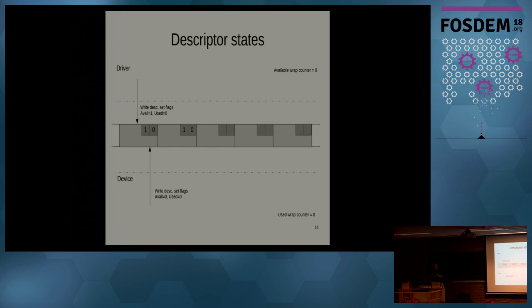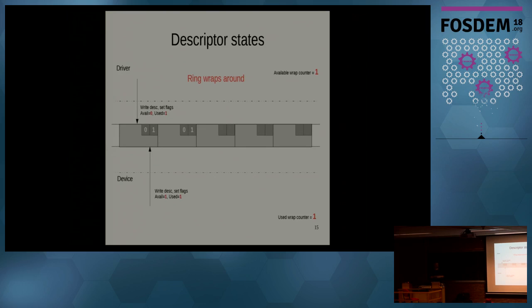Device and driver are also expected to maintain internally, not in shared memory, a single-bit counter, starting at 1 and changing value each time the last descriptor in the ring is accessed. It has to be flipped when the last one is accessed. And as I just mentioned, these bits are passed as available and used bits in the descriptors. So assuming that the ring is 0 initialized, on the first iteration over the ring, to mark descriptors available, the available bit is set to 1. Then on the next iteration, it is set to 0, and so on. Similarly, to mark a descriptor as used, the used bit is set by the device on the first iteration to 1, 0 on the second one, and so on.